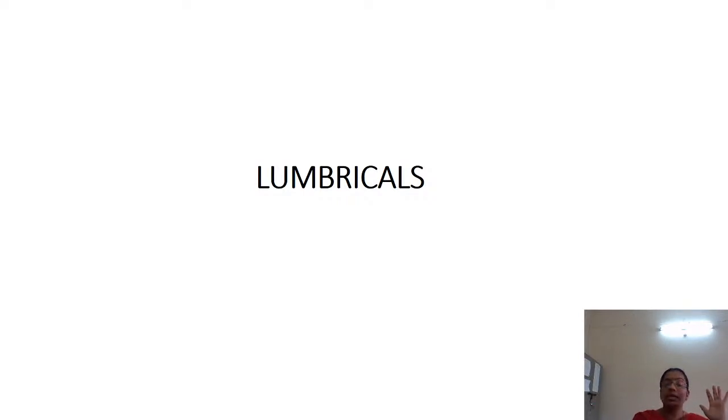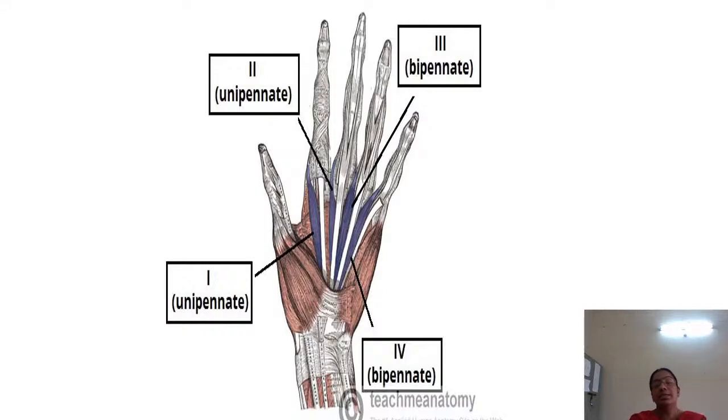Next, let's see the lumbricals. What are these lumbricals? The lumbricals are thin, small earthworm shaped muscles. As the name indicates, they are like earthworms. Earlier you must have come across lumbricoides. So these are called lumbricals, because their shape is like an earthworm.